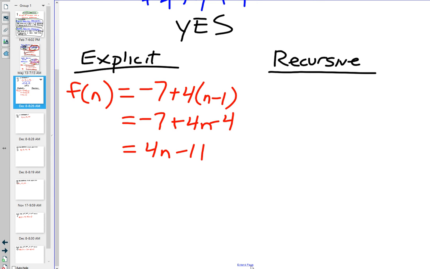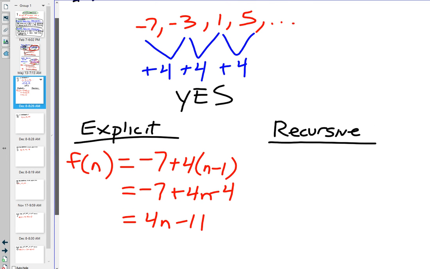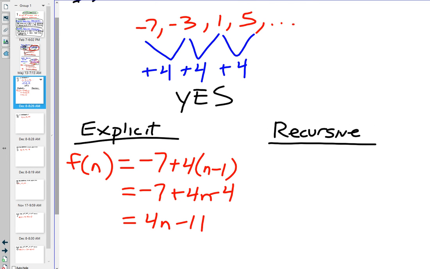This formula here has linear principles in it. What are those linear principles? Slope and y-intercept. If I were to ask you what's the slope here, what would you say? 4. The 4 is in front of the n. Hey, look at what else that 4 happens to be. Common difference. You have my permission to make that association. That is a perfectly fine association to make. Common difference is the same as slope.